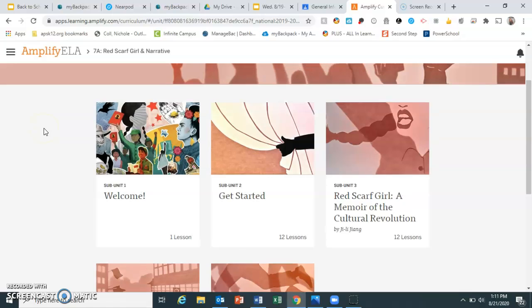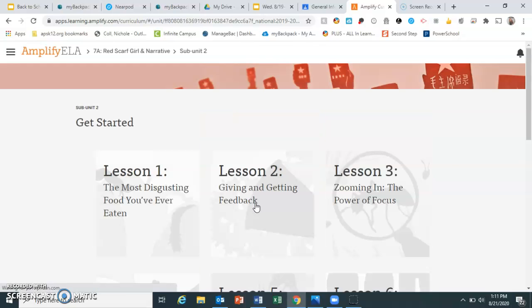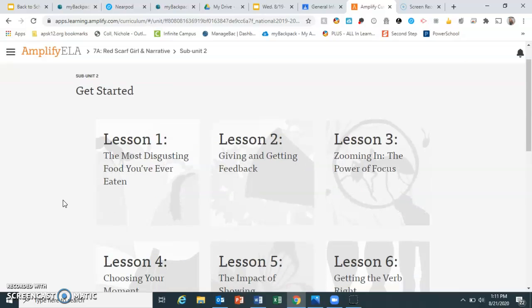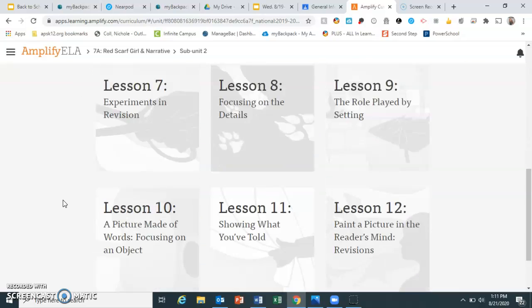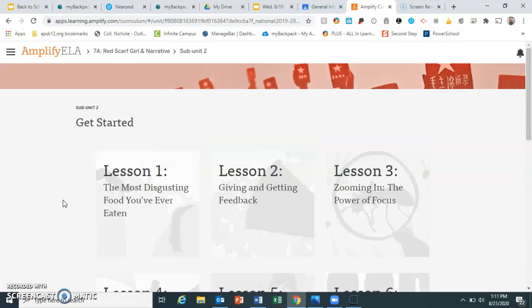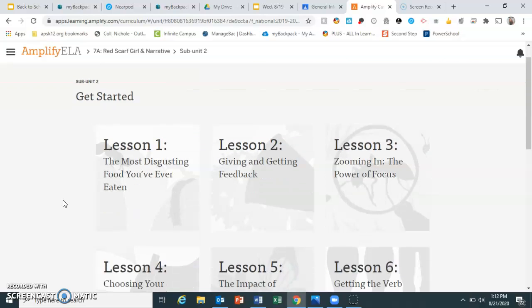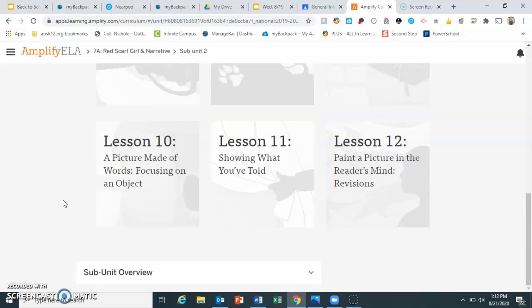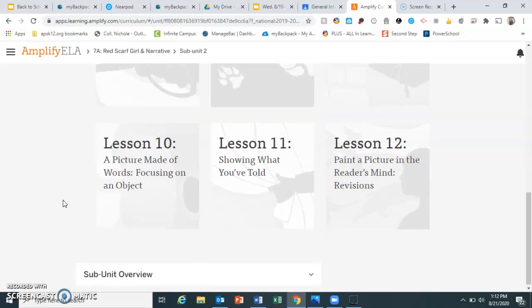For an example of what the subunits look like and what is inside the subunits, we're going to click Subunit 2, Get Started. Inside the subunits, there are several lessons. Each subunit might take a couple of days or weeks to finish. We have in subunit 2 for our first unit, Red Scarf Girl and Narrative, 12 different lessons. So that's going to take us about 2 weeks.